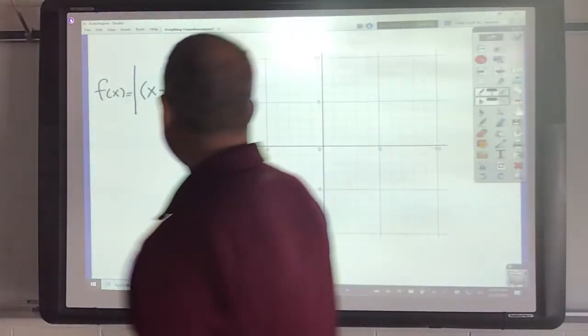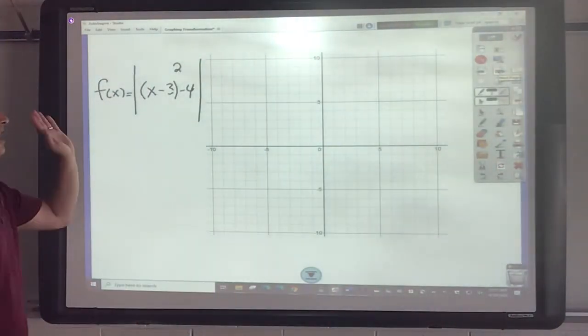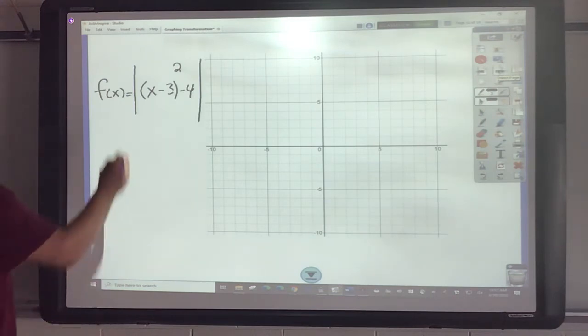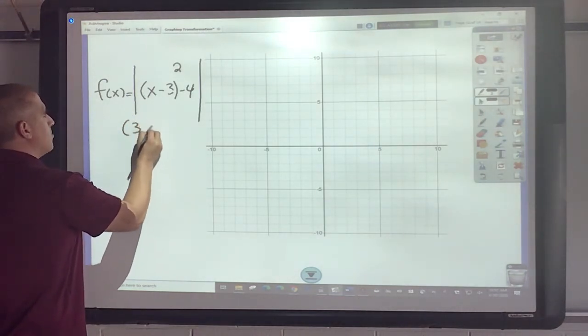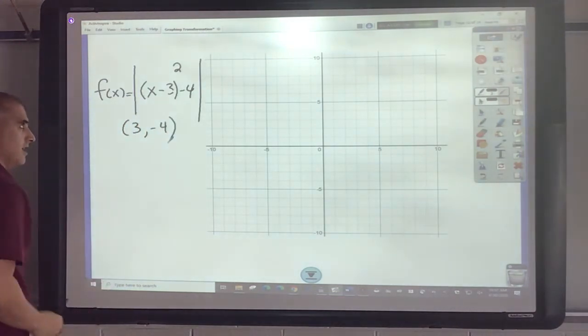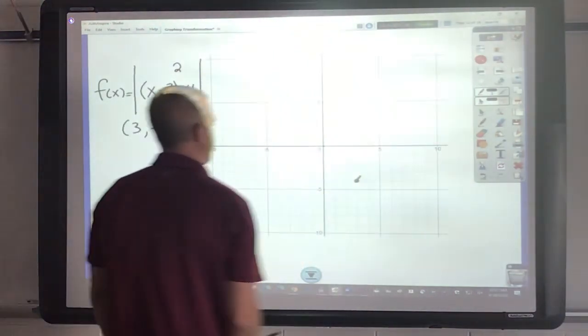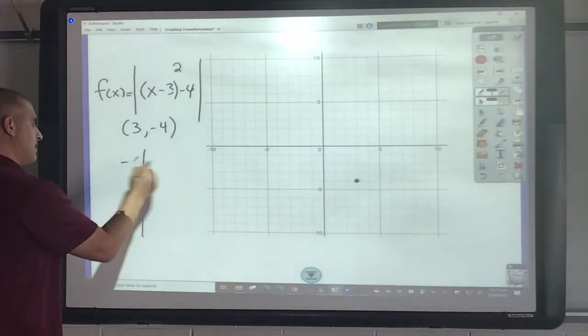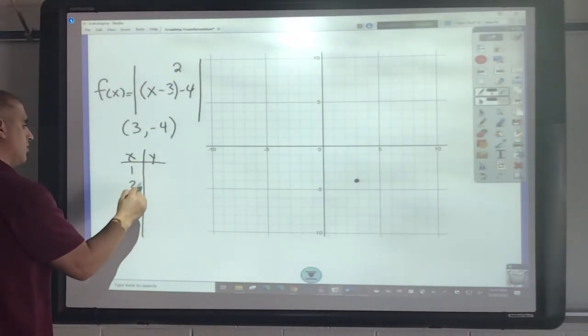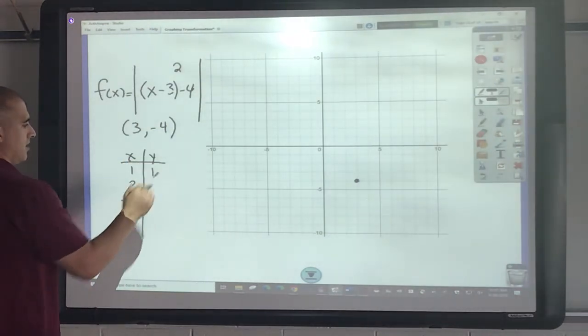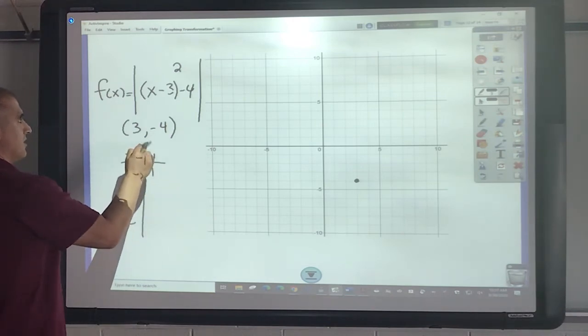All right, so here's the last thing we're gonna go over. A quadratic with the absolute value, okay? Now we handled the anchor point just like we normally would, okay? 3, negative 4. 3 over, negative 4 down. Still handle the table like I normally would. 1, 2, negative 1, negative 2. That's 1, so I'm using x squared.